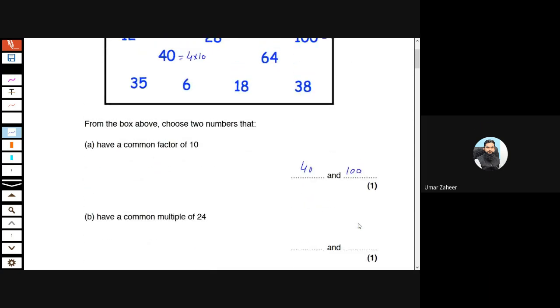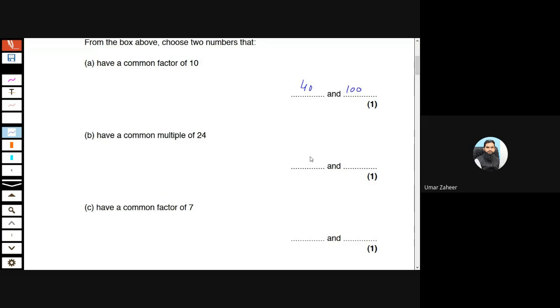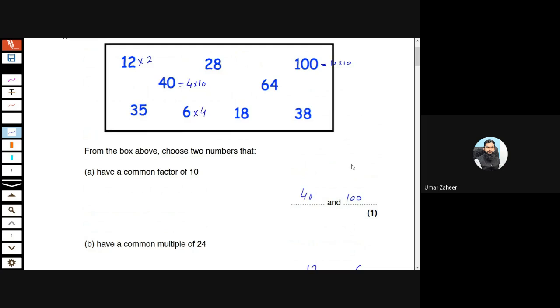Next, have a common multiple of 24. 6 and 12. How many times 6 will you get 24? 6 times 4 is 24, and 12 times 2 is 24. So 12 and 6 are both factors of 24, that is, 24 is a multiple of 12 and of 6.